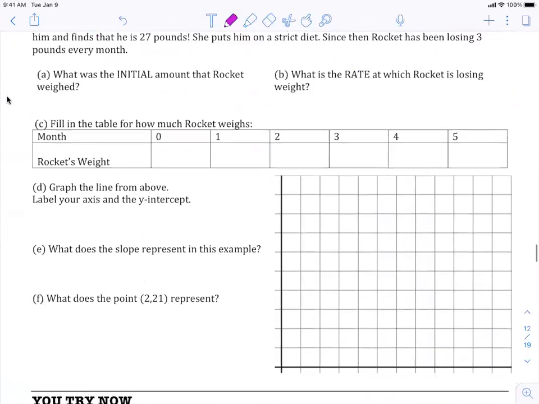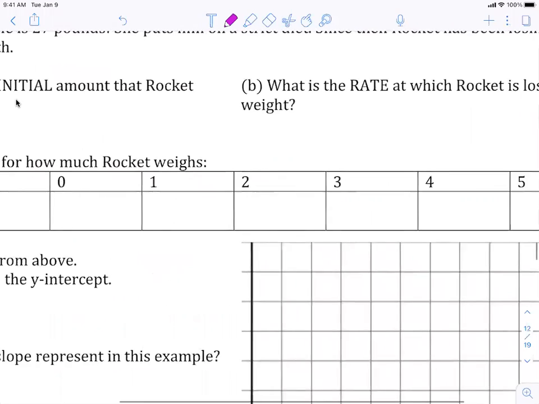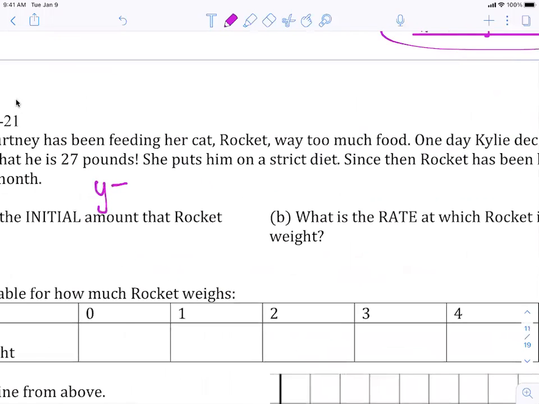So what I want you guys to do, I want you guys to pause, and give example 2 a try. Go. Whoops, sorry guys, I made a mistake. On this one, I forgot to give you guys the equation. So I'm gonna give that to you guys right now.